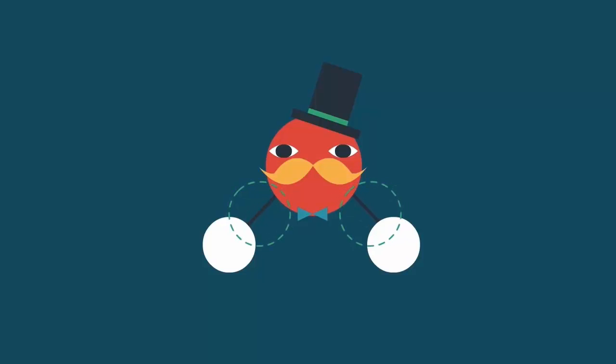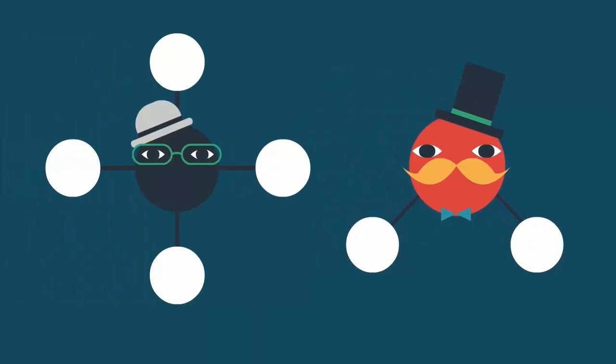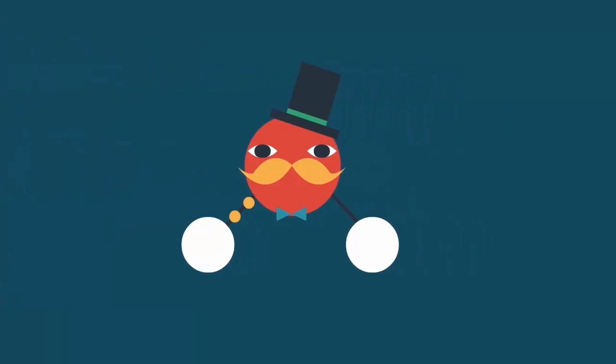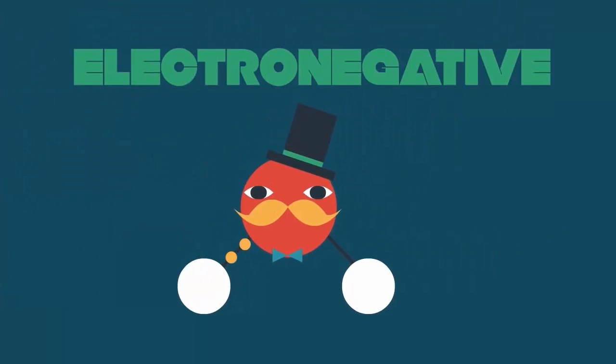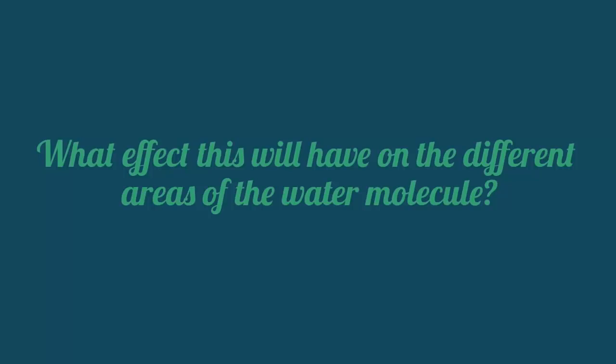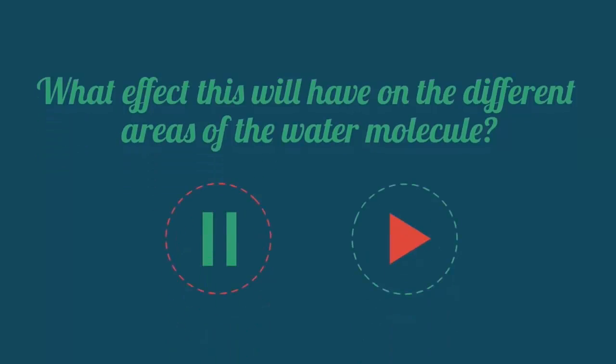But of course, the bonds aren't the same as those you would see in, say, methane. In this molecule, the bonding electrons spend most of their time about halfway between the carbon and hydrogen atoms, but in water the bonding electrons spend most of their time nearer the oxygen atom because it is more electronegative, that's electron withdrawing. What effect do you suppose this will have on the different areas of a water molecule? Pause the video and resume when you have an idea.